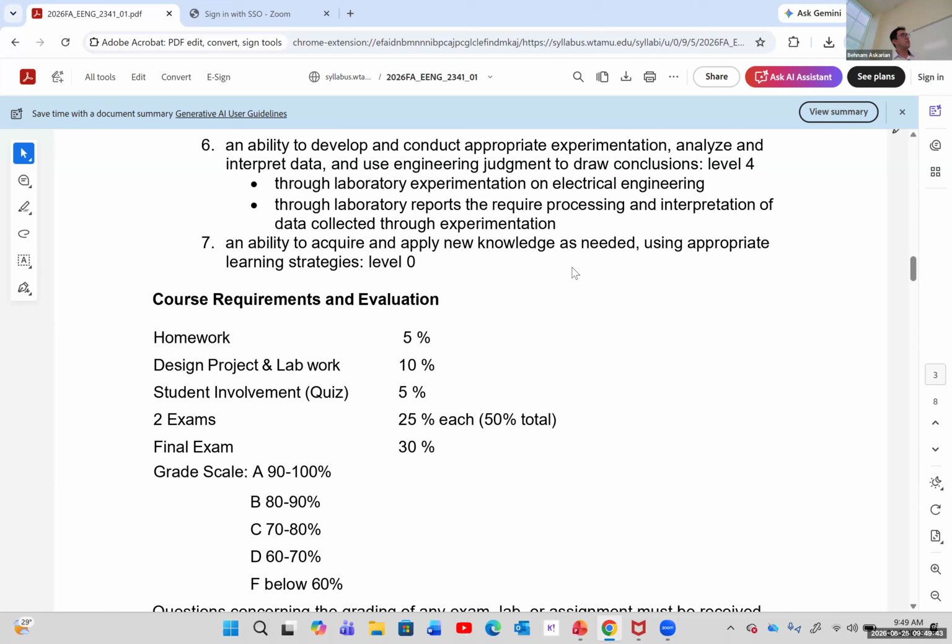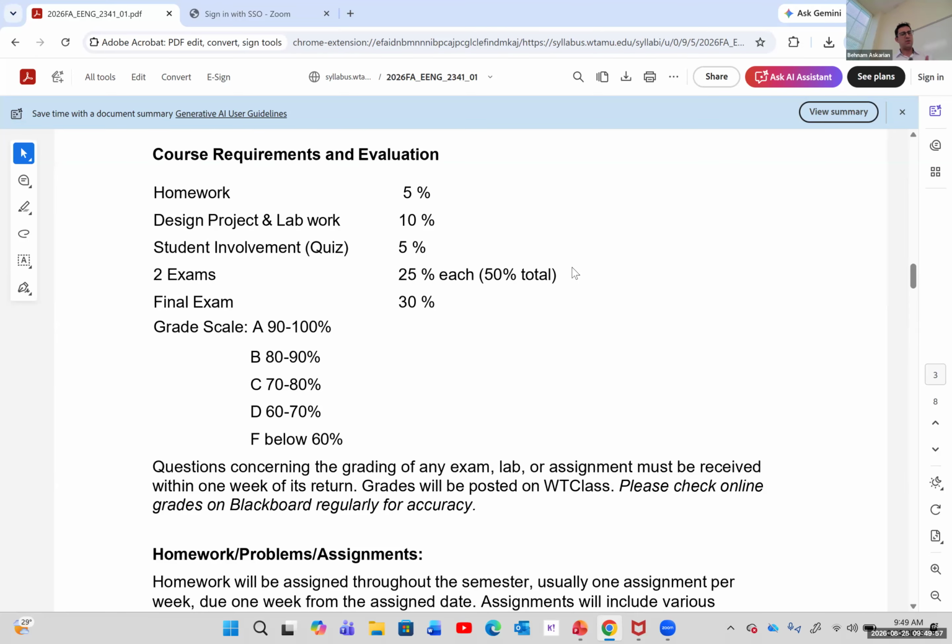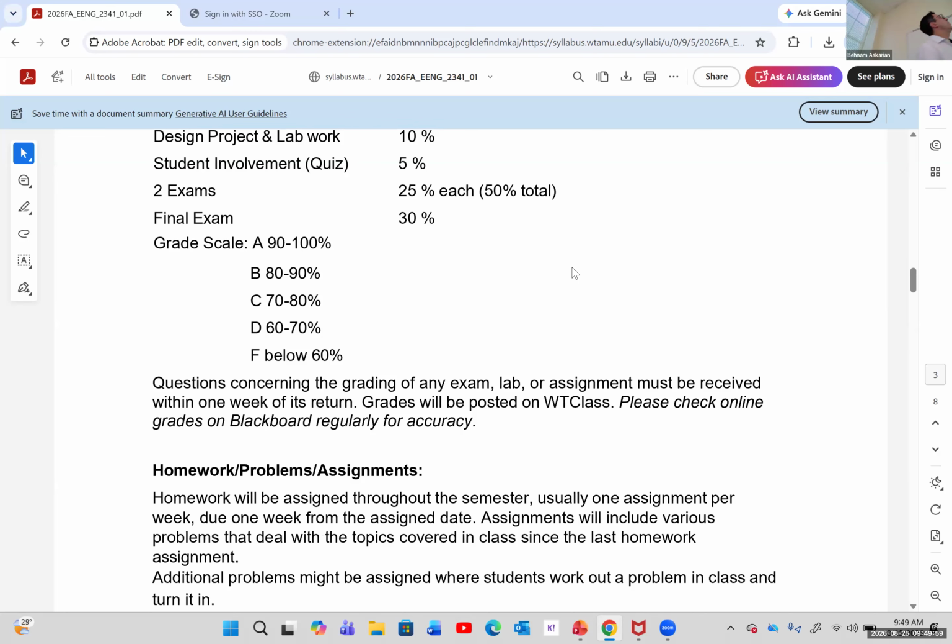The grade scale: 90 to 100% is A, 80 to 90 is B, 70 to 80 is C, D is 60 to 70%, and below 60 is F. I think having a D means you should automatically repeat the class as well. I'm not sure about this one, but I have to check with the registrar and Dr. Subraj about it as well. But C, again, the minimum that you need to get is 70 to 80%.